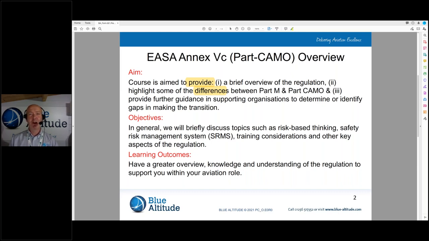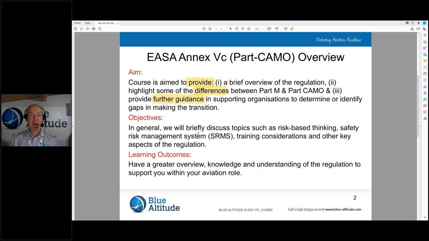Be aware that within your current organisation, there may be some gaps from what the Part CAMO requirements are. And then the third thing really is we're going to give you some further guidance or signposting that would help you identify or determine any gaps within your organization to help you through the transition process.